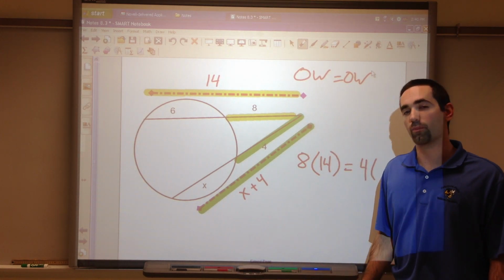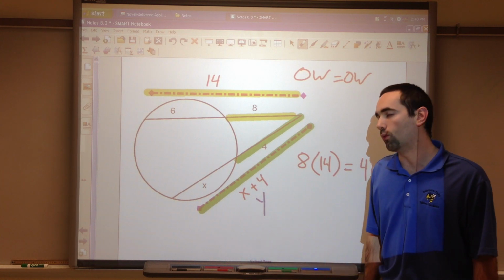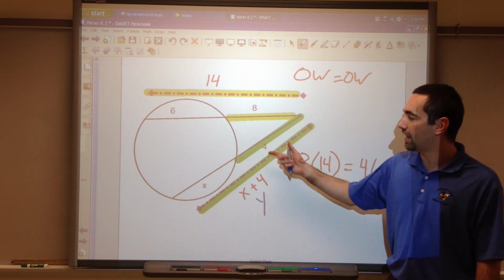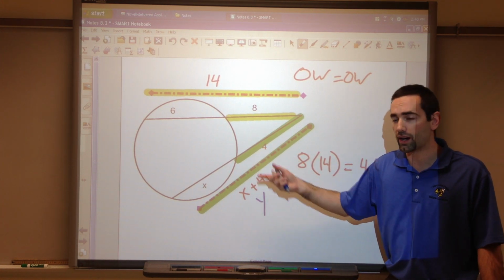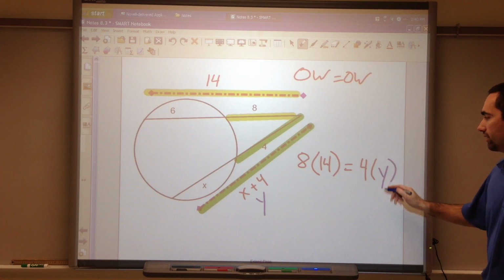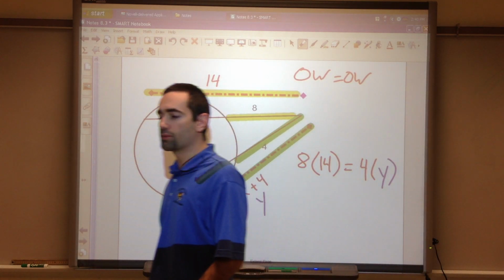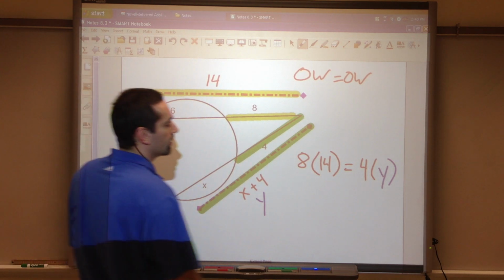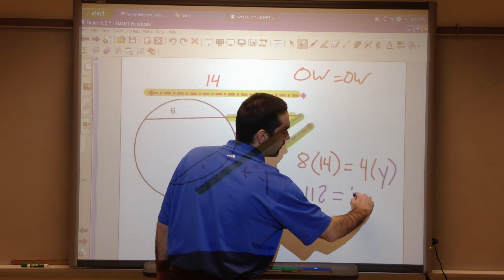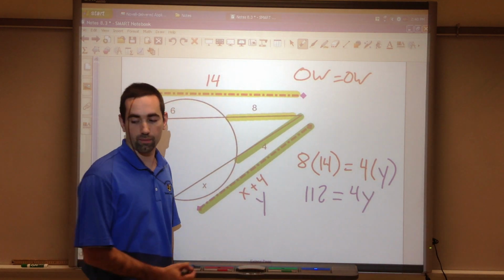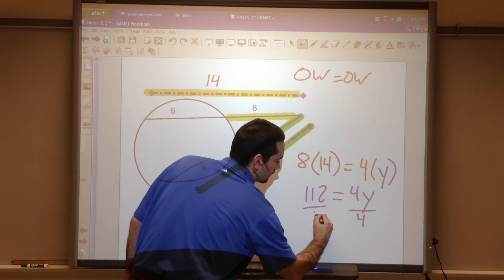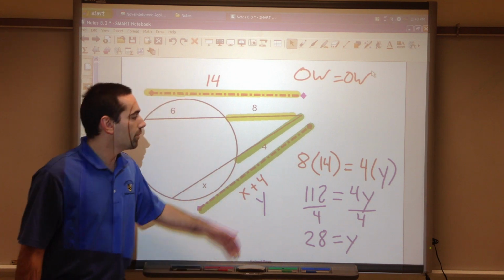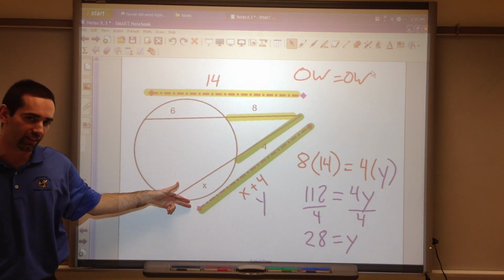Instead of calling this x plus 4, I'm going to use another variable and call it y. Y represents the full length. So to find x in the end, I just subtract 4 from y. So I say 4y. So let's solve this problem. We're going to do 8 times 14, that equals 4y. So it's 112 equals 4y. Divide by 4. Y equals 28.